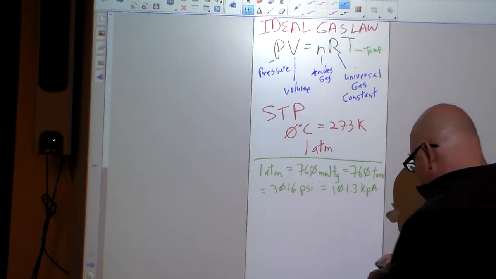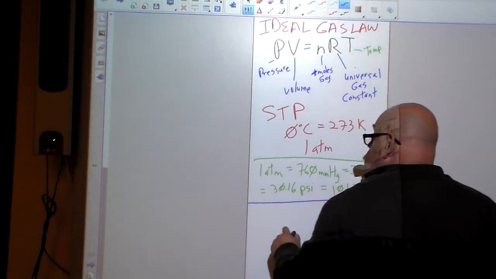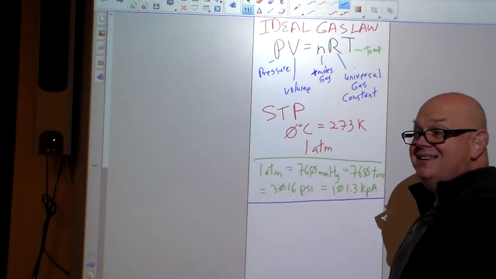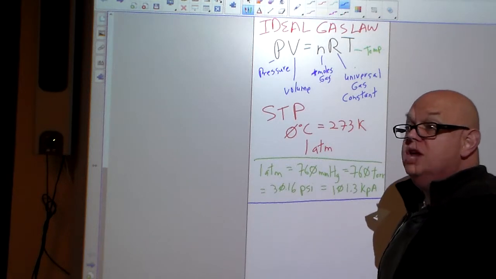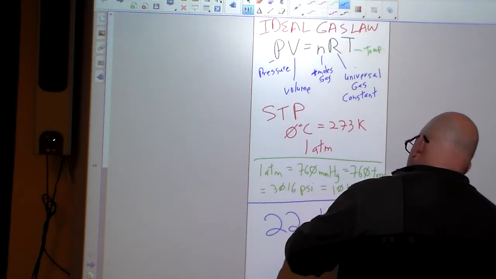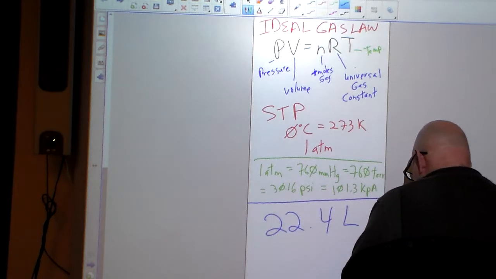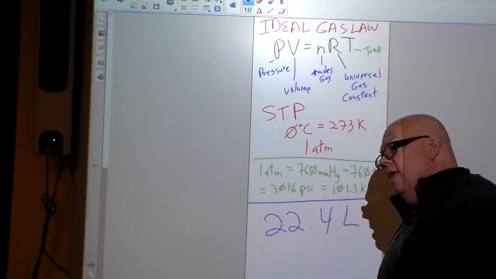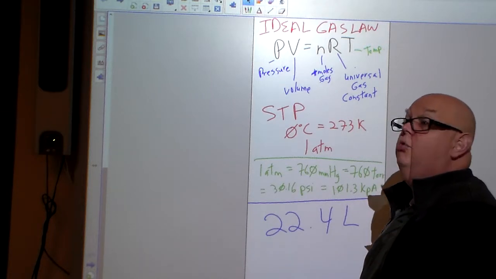Oh, one last thing, if they don't catch it. The volume of one mole of gas at ideal standard temperature pressure is 22.4 liters. All right. Hey, this is the overview for Chapter 10.